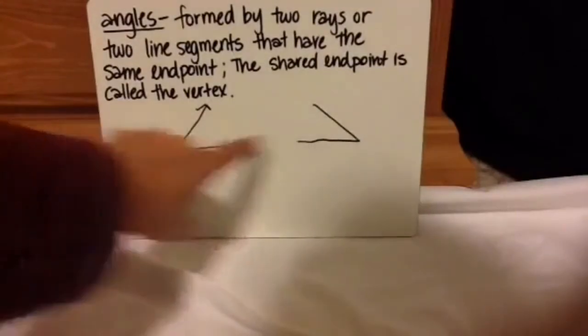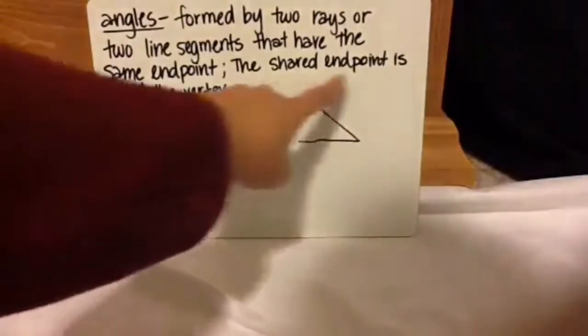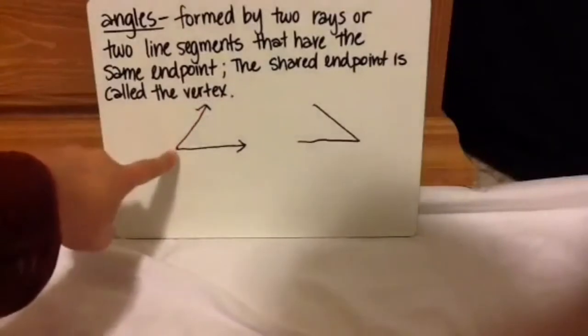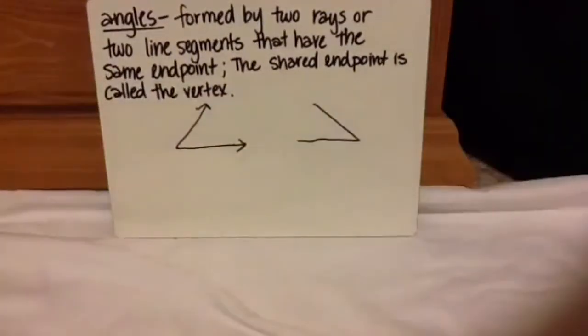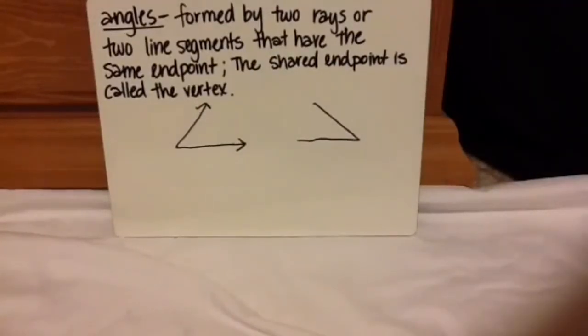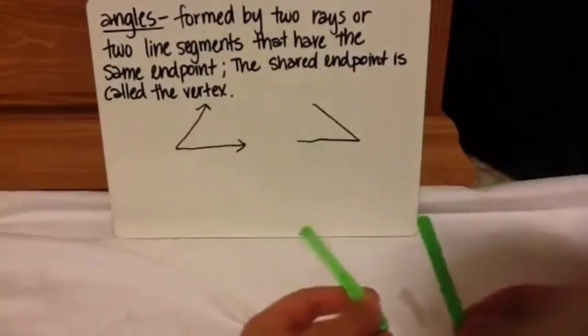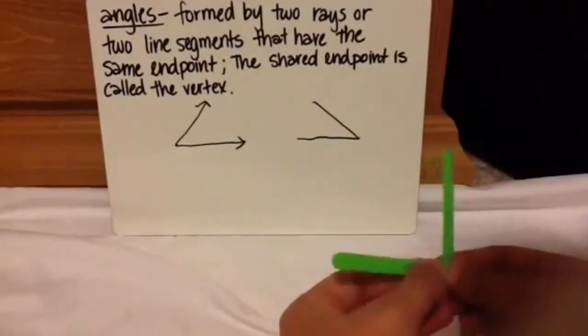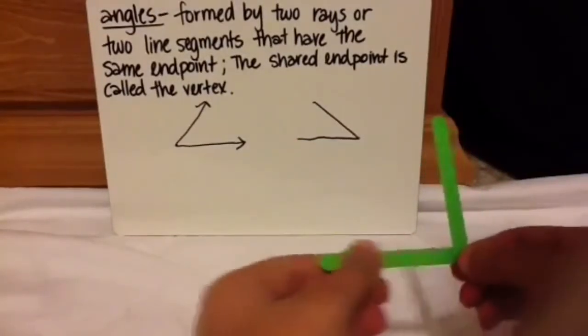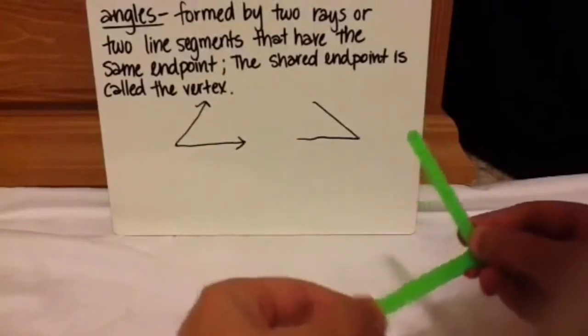They both share the same endpoint. This is their endpoint right here. The shared endpoint is called the vertex. So this right here is a vertex. This right here is a vertex. You sometimes call those the pointy part, and that's fine too, but the geometry term is called a vertex. So let's look at an angle with these. If you have 2 line segments or 2 rays and you connect them, they're sharing the same endpoint right here. So here is my angle.